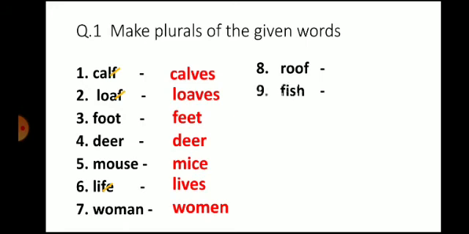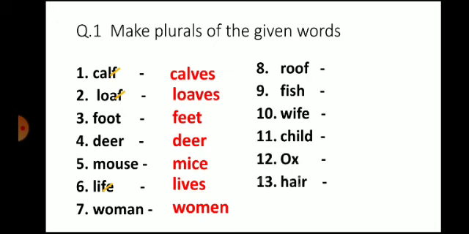Roof, fish, wife, child, ox, hair and tooth. So roof is a naughty word. It takes only S. There is no need to cut F and write VES. So here we will write roofs only. It takes only S to make its plural.